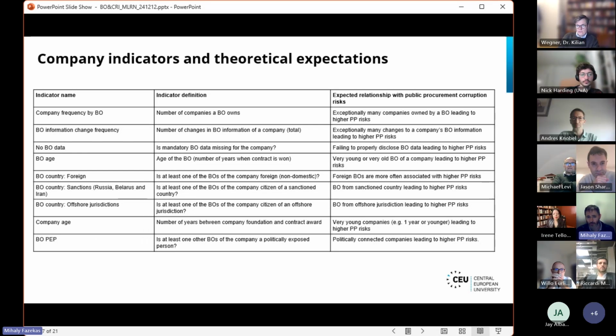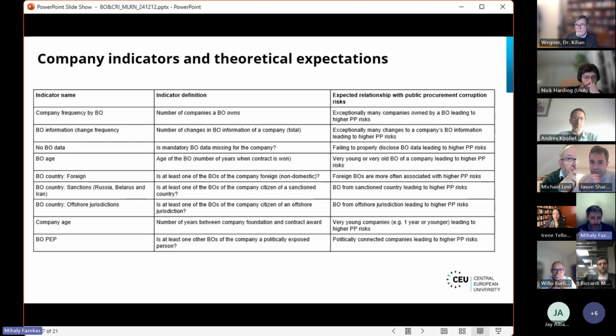One group of indicators relate to the features of the beneficial owner itself. So the frequency of companies, the number of companies on the same name, the change of beneficial ownership information, and so on and so forth. The second group of indicators relate to the location, the country of the BO. Foreign BOs could be more risky simply because verifying foreigners is far harder, but also sanctioned or offshore jurisdiction related BOs could also be risky.